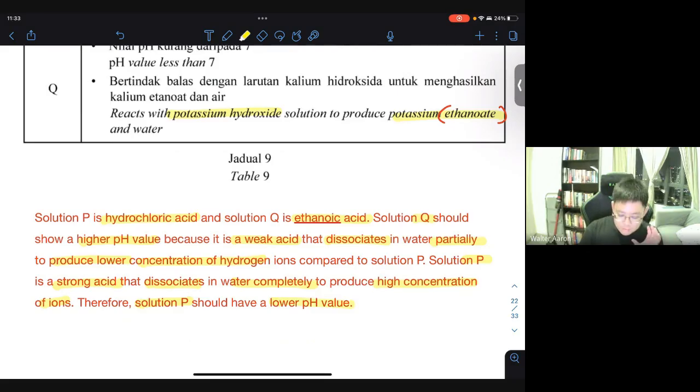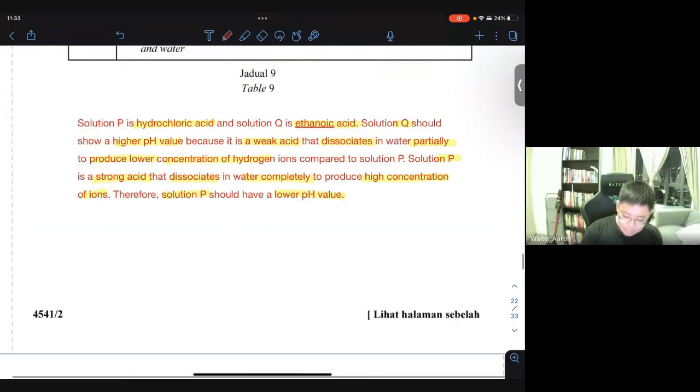pH value is correlated with the number of hydrogen ions. The higher the number of hydrogen ions, the lower the pH value. So since Q has a lesser amount of hydrogen ions, it should have a higher pH value, while P, which has a higher concentration of hydrogen ions, should technically have a lower pH value. That's it. To calculate that is very simple. To calculate the pH value of an acid is negative log of the concentration of hydrogen ions. So if you take a look at this, the lower the pH value, the higher the concentration of hydrogen ions.